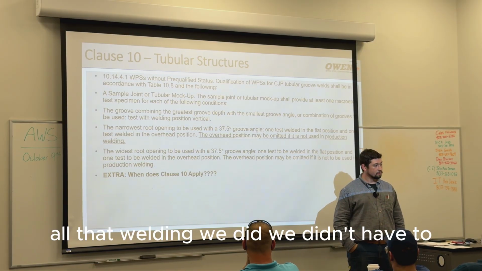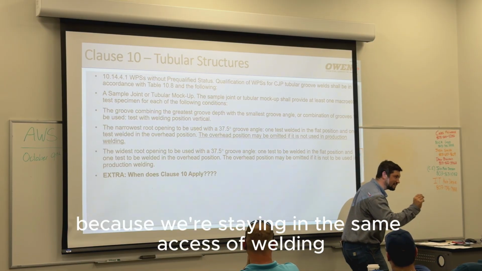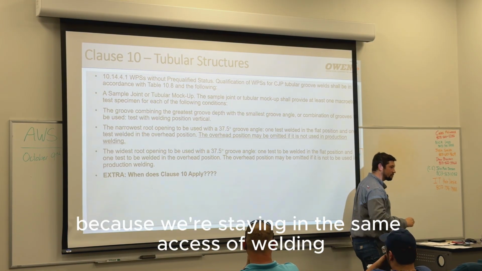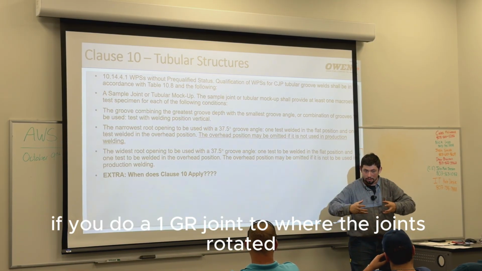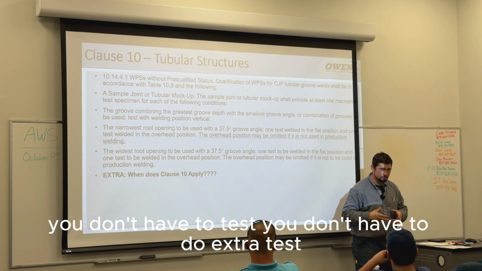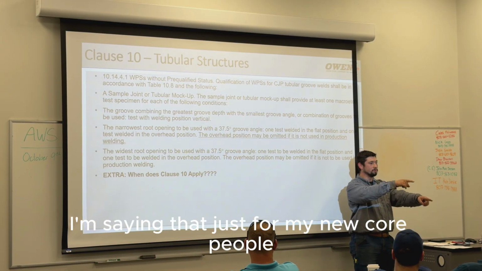All that welding we didn't have to. Correct. Because we're staying in the same axis of welding. Yeah. If you do a 1GR joint where the joint's rotated, you don't have to test. You don't have to do extra tests. I'm saying that just for my Nucor people. Yeah.